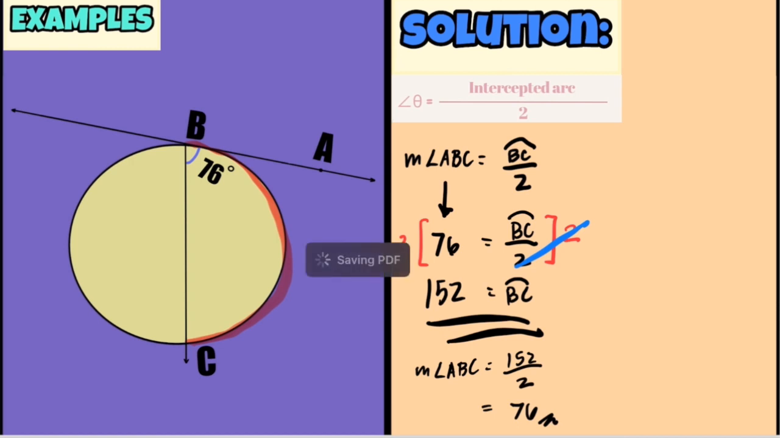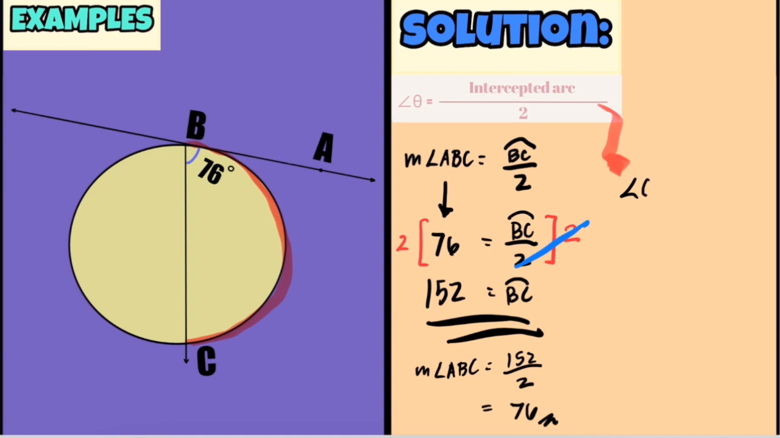Okay, so basically, what I would like you to understand with this example is that just because that's the formula, that's not the way it's going to be used all the time. Sometimes you have to derive it, and you don't have to worry about derivation. If you want to get the intercepted arc instead of the reference angle, all you have to do is this.